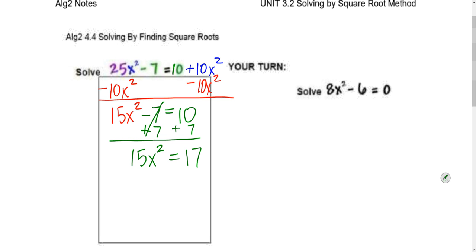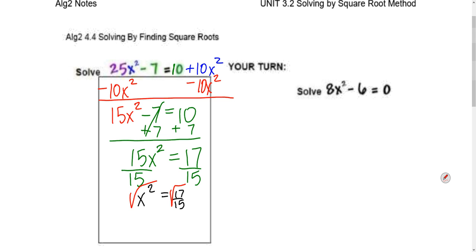Then my next step is to divide by 15. So we're doing all of this work because we're trying to get the x squared all alone. So we have x squared equals 17 over 15. And now finally, since the x squared is all by itself, now we can square root it. Now guys, when you draw the square root, make sure you cover the entire fraction. For example, if you wrote this, that means something totally different. That radical has to cover the entire thing, both the top and the bottom.